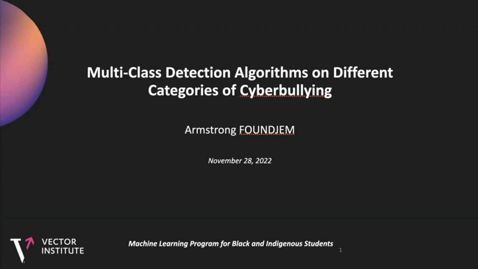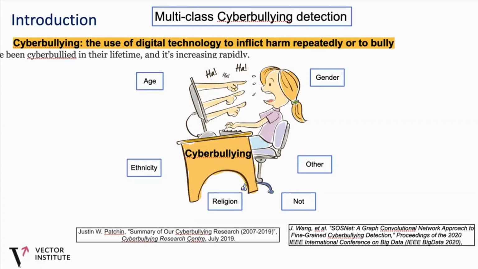The problem I'm solving here is a multi-class detection algorithm on different categories of cyberbullying. This problem has been studied extensively in the literature, and many approaches have been used in binary classification and multi-classification. However, there are some gaps that my work tries to fill, especially in the way the data was analyzed.